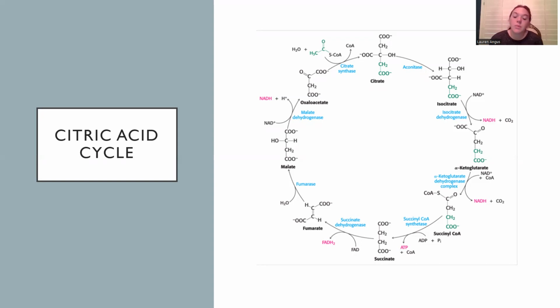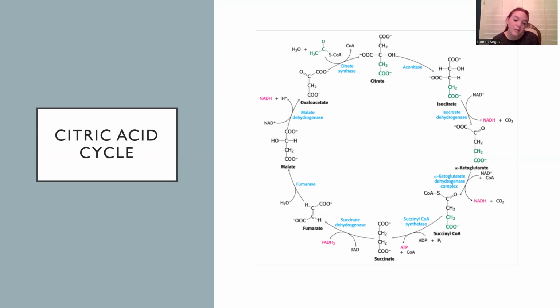And then again, right below it, from alpha ketoglutarate to succinyl-CoA, it uses the alpha ketoglutarate dehydrogenase complex, and that will yield another NADH molecule. Then the step below that, from succinyl-CoA to succinate, an ATP molecule will be produced through the enzyme succinyl-CoA synthetase.